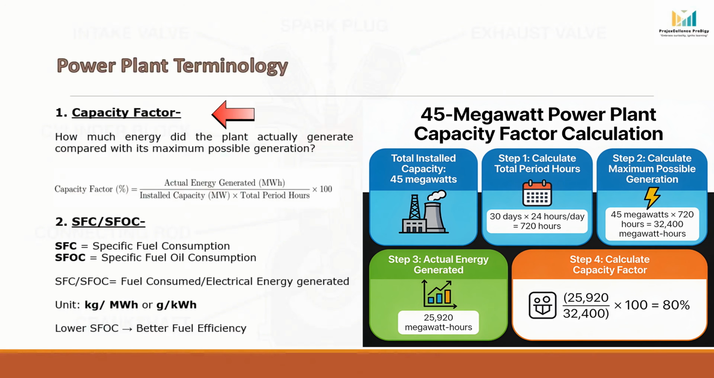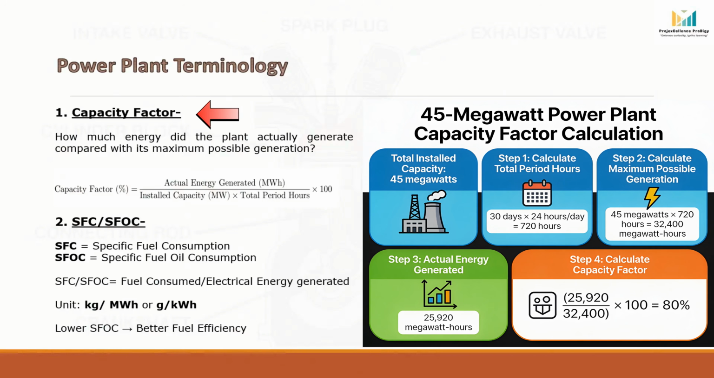Then CF will be calculated with this formula: actual energy generated divided by installed capacity times total period hours, multiplied by 100. So 25,920 divided by 32,400 multiplied by 100 gives us 80%. Therefore, our plant has an 80% capacity factor, which means it generated 80% of the maximum possible energy during the month.